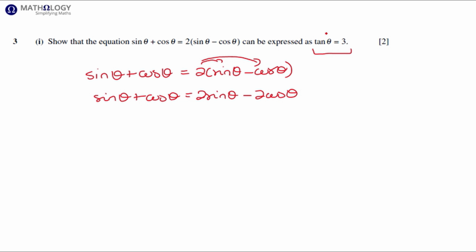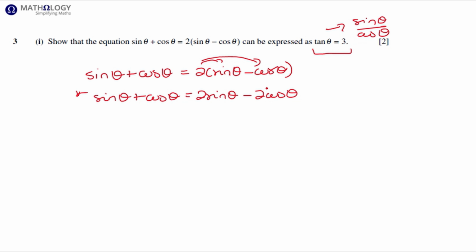Now bear in mind that tan theta is a quotient identity which equals sine theta divided by cos theta. So we want to get to a situation from this equation, from this expression, where we can have the ratio sine theta over cos theta. So the next thing we're going to do is get all the sine theta terms to the one side and the cos theta terms to the other side.